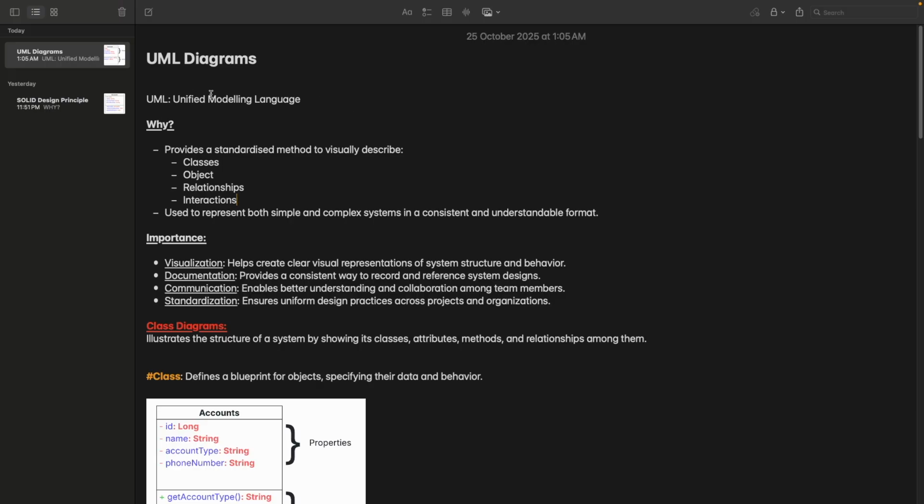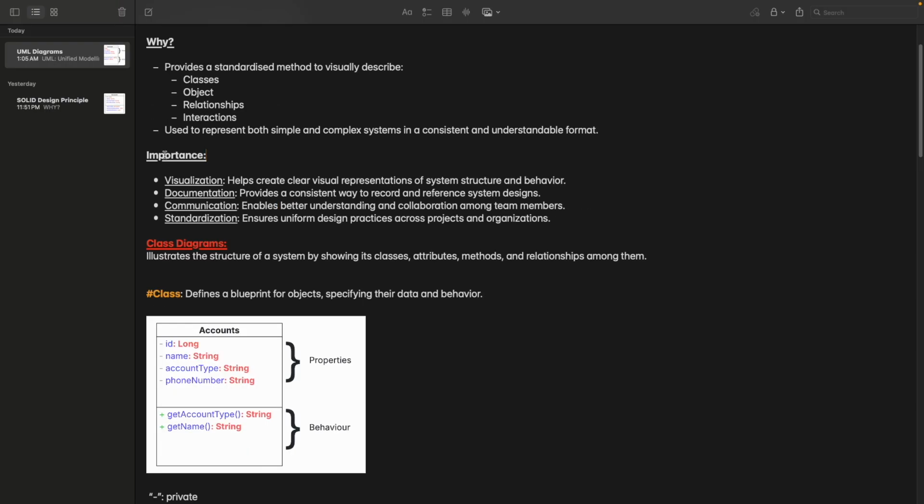UML stands for Unified Modeling Language. The basic idea is to have a uniform way to represent the classes, objects, relationships, and interactions within a simple system or a complex system, to make it easier for developers and stakeholders to understand and communicate about the system. So let's talk about importance.